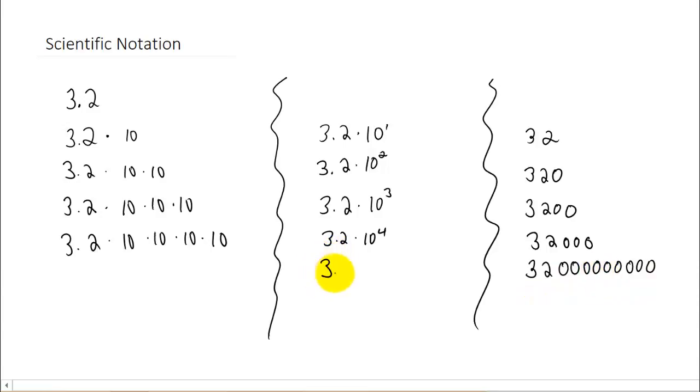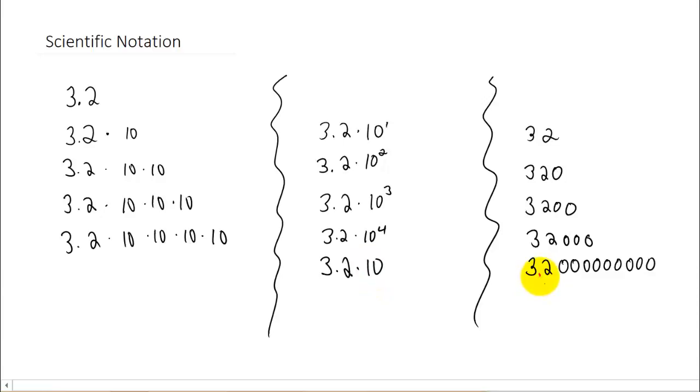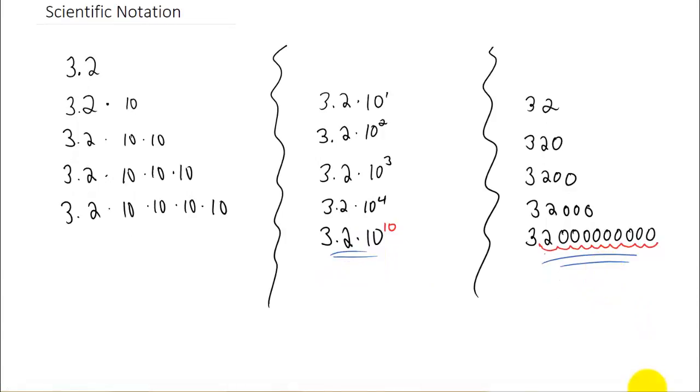So maybe we could write it like this: 3.2 times 10 to what power? We multiplied 3.2 by 1, 2, 3, 4, 5, 6, 7, 8, 9, 10 factors of 10. So my argument, and a lot of scientists' argument, is that this number is a lot more difficult and cumbersome to write than this number right here. So when you're dealing with really, really big numbers, this number right here is preferred. And we call this way of writing numbers scientific notation.